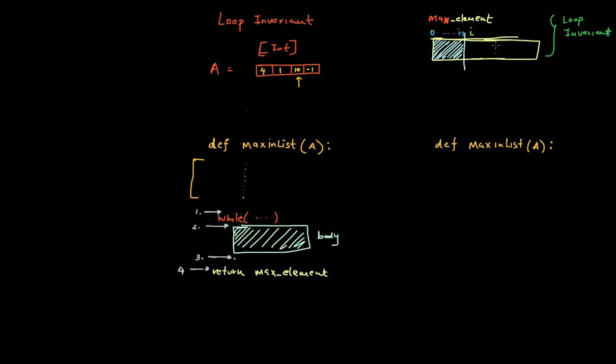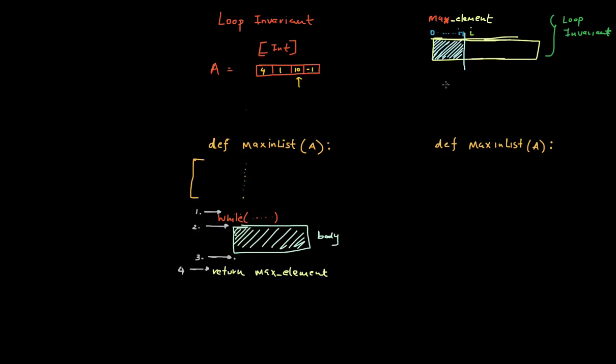Now my loop invariant over here, just to recap, says that whatever is the list that I've already looked at, from that looked at list, max element is going to contain the max of the portion of the list in blue that has already been looked at. Okay, so why don't I do this?